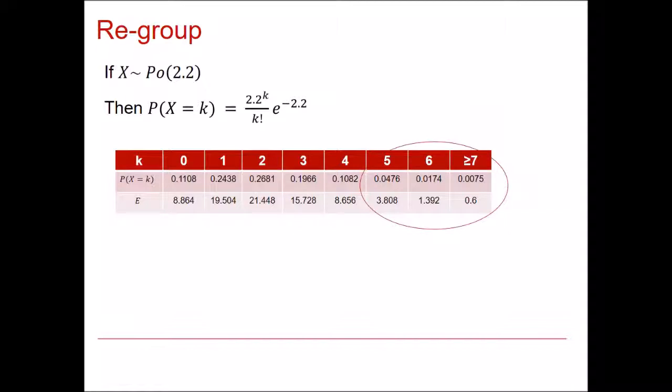The next thing I need to consider is the degrees of freedom. So I will have the cells from 0 to greater than or equal to 5, which is 6 cells, minus the constraint for the total frequency, so that's -1, and minus another one because we had to calculate the mean from the observed data. So that's going to give me a total number of degrees of freedom of 4.